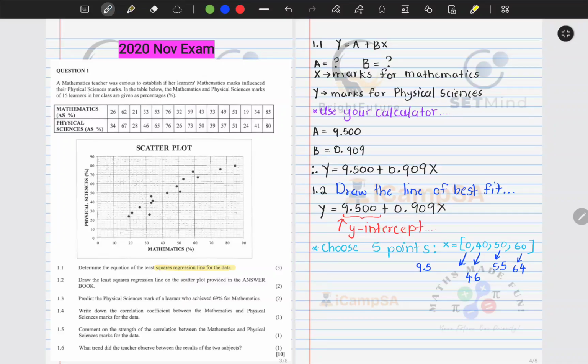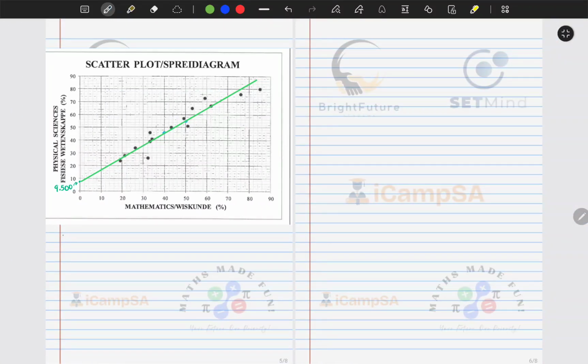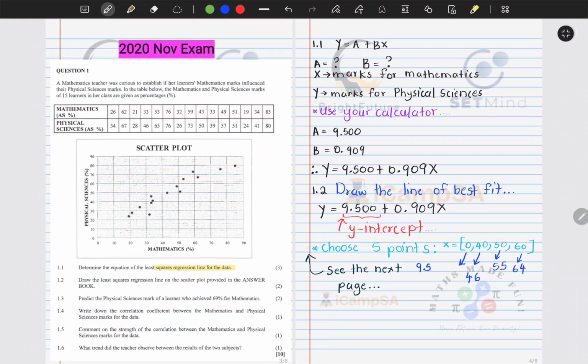And then now for 1.2, what you should do is you should see the next page, okay, in order for you to see the answer. Now let's go to 1.3. So they say predict the physical science mark for a learner who achieves 69 for mathematics. So if you look at 1.3, we are told that x is equal to 69%. That is maths. And now we are trying to figure out what is y, which is their physical science mark. So all we need to do is just do the plugging here.